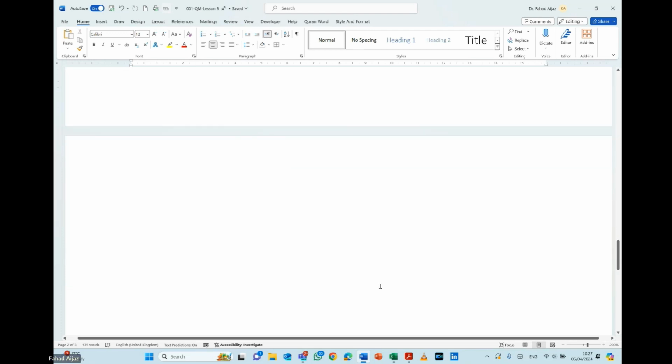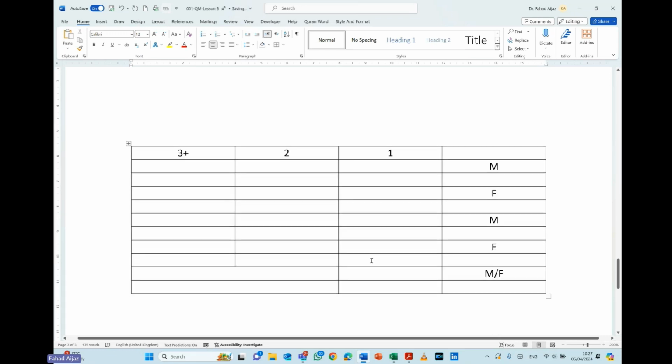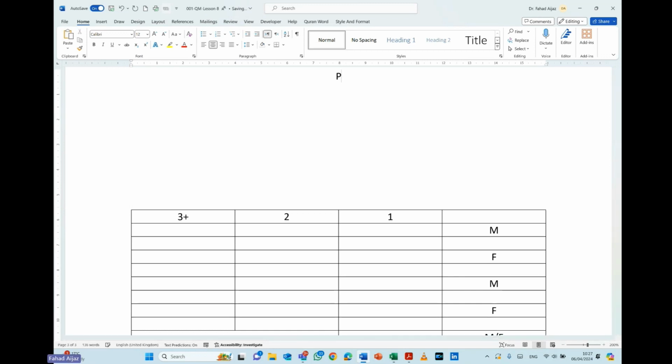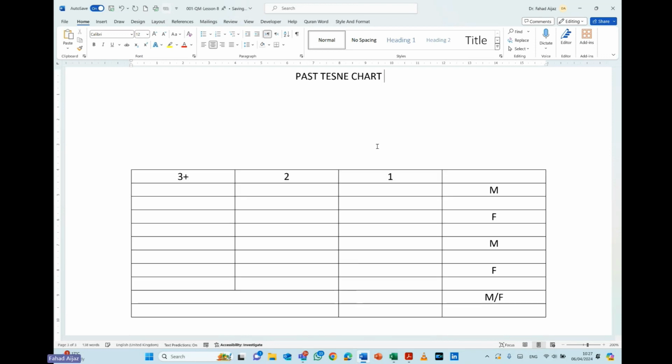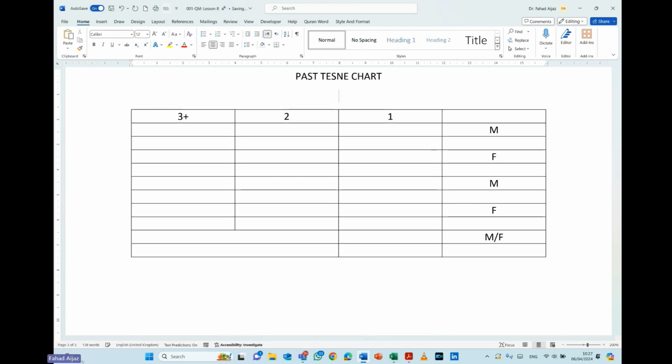Okay, so let's start with the chart, inshallah. So, past tense chart. I want to do the past tense chart. Where's the chart? Yes, here's the chart. Past tense chart. All right. As you can see, the chart I have here, I have divided it into masculine, feminine, masculine, feminine, masculine, feminine, single, pair, plural, just like any other thing that we did in the ism world.